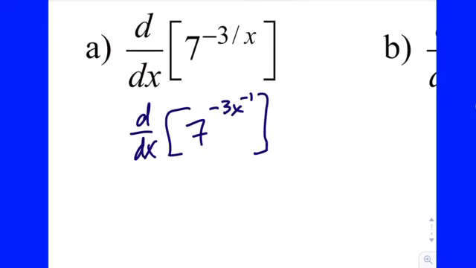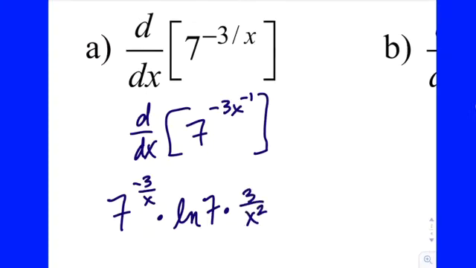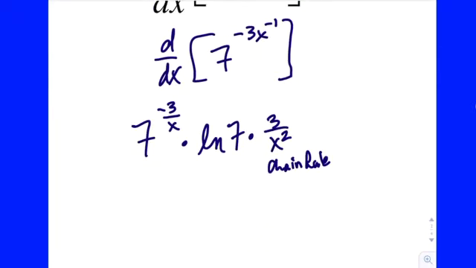And now I can use the exponential rule. It's going to be itself, 7 to the negative 3 over x, times what goes next as part of the exponential rule, the natural log of 7. And then times the chain rule, which is going to be 3x to the negative second or 3 over x squared. That's the chain rule. So you can maybe simplify that in your head. Negative 1 times negative 3 is 3x to the negative second, which is 3 over x squared. So there's an answer choice for a test.